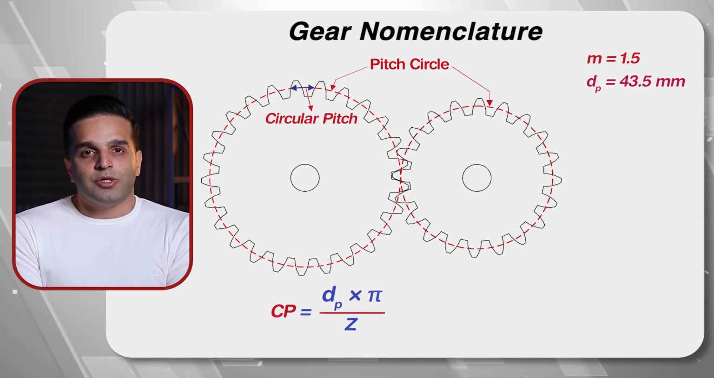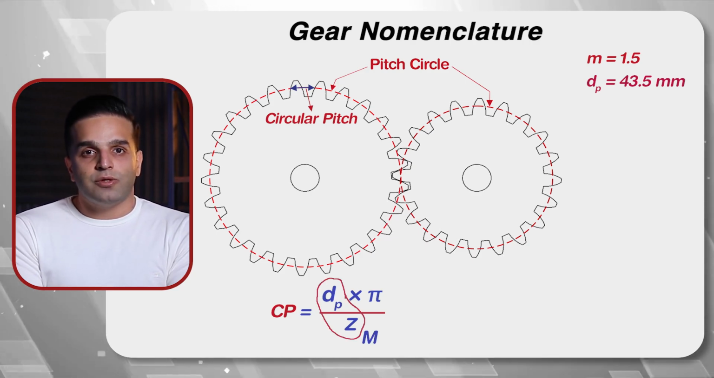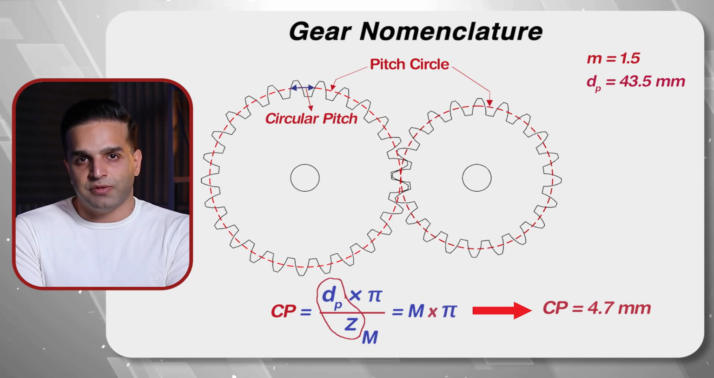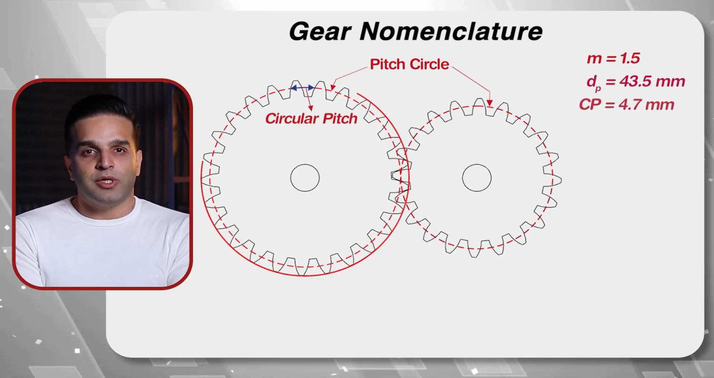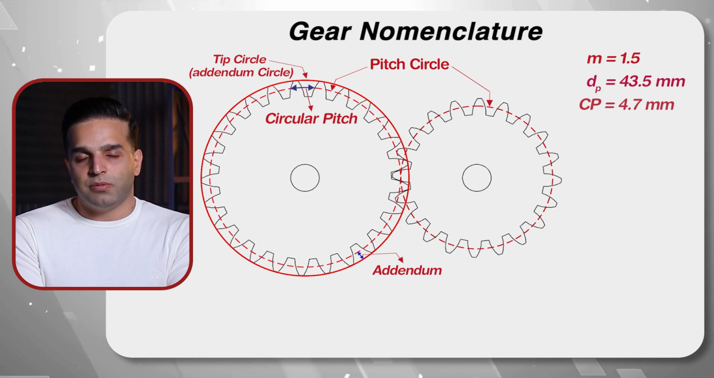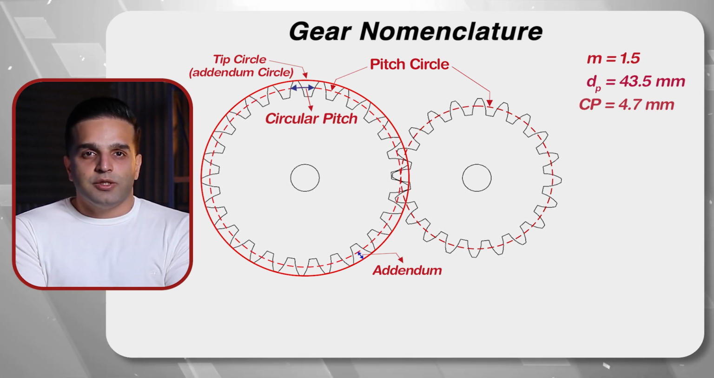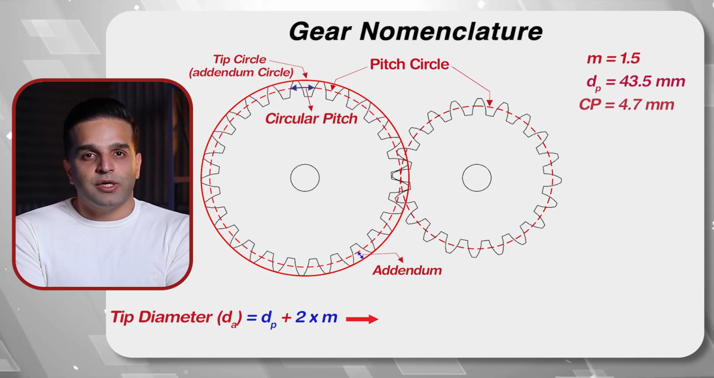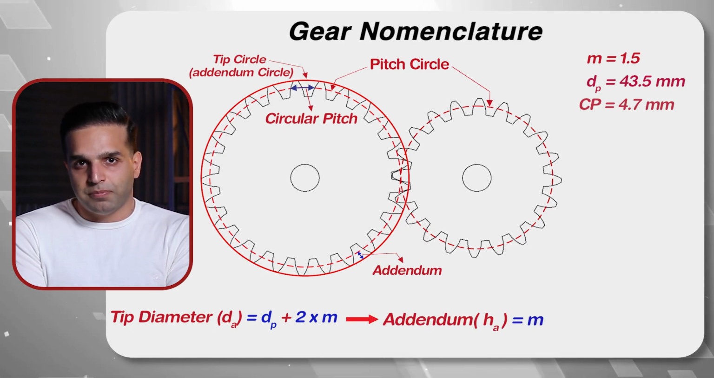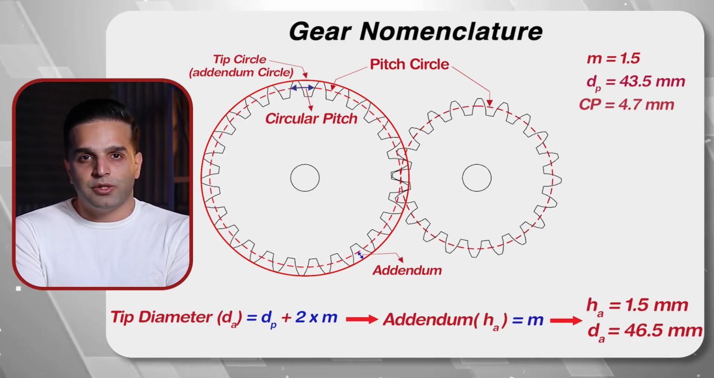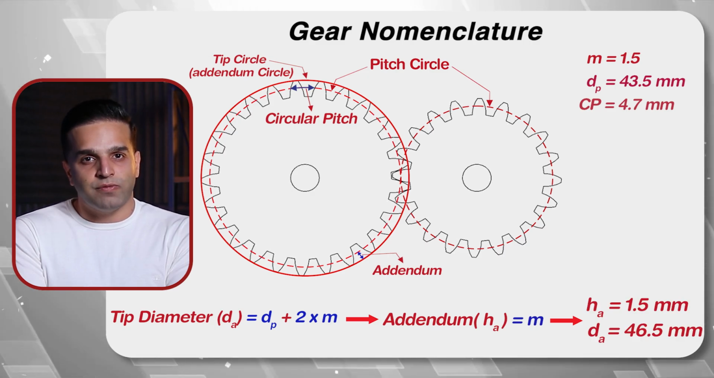From the previous equation, we can say that d divided by z is equal to m, so CP is equal to module multiplied by pi number. In our case, it is 4.7. Tip circle or addendum circle is obtained by connecting the tooth tips of the gear. An addendum is the distance between the pitch circle and tip circle. The summation of pitch diameter and double m is equal to tip diameter, so we can claim that addendum is equal to m. In our case, addendum is equal to 1.5 and tip diameter is equal to 46.5 millimeters.